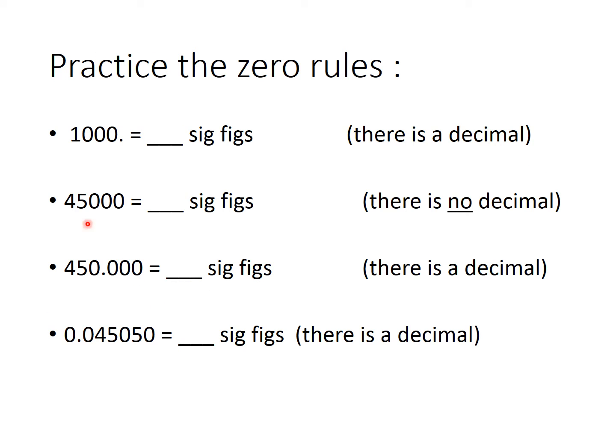Let's look at some others. The number 1,000 with a decimal point at the end. There's a decimal present in this number, which means these trailing zeros are significant, which means we have a total of 4 significant figures.